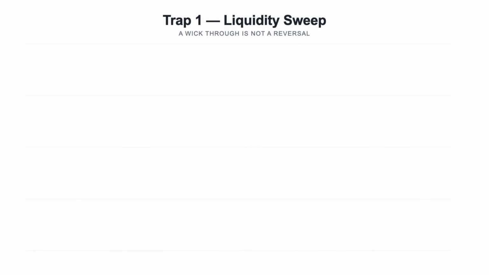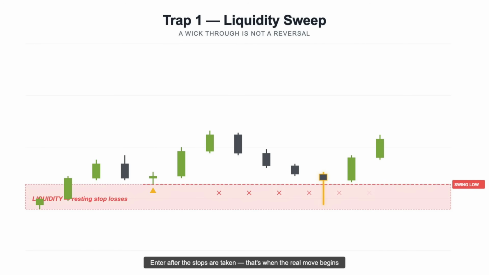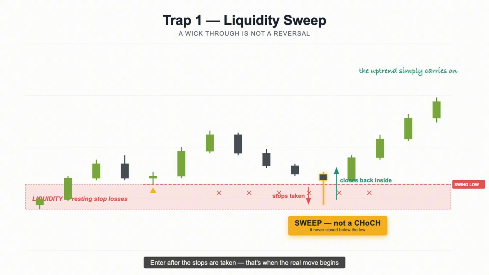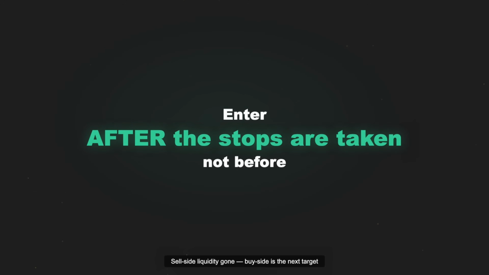So the rule is this: when a major swing low sits inside a liquidity area, a break below it is far more likely to be a sweep than a genuine reversal. And if price sweeps that liquidity and then closes back inside the range, that's not a warning, it's an opportunity. The trend is still bullish, the sell side liquidity is gone, and the next target becomes the buy side liquidity above. Our job is to enter after the stops have been taken, not before.